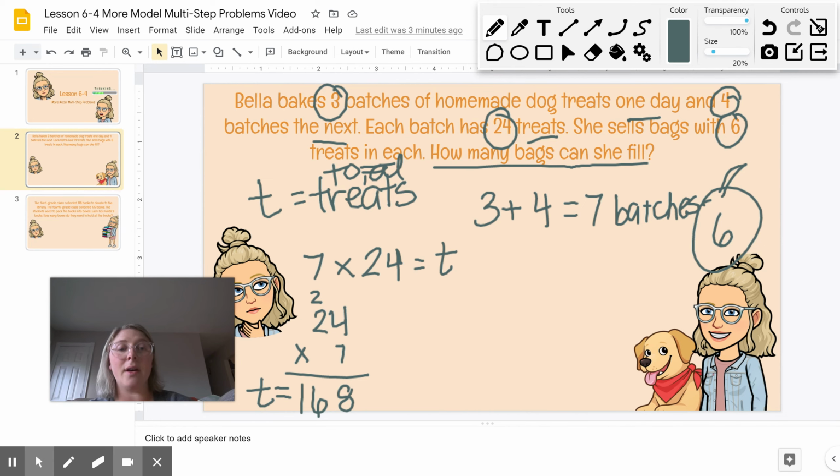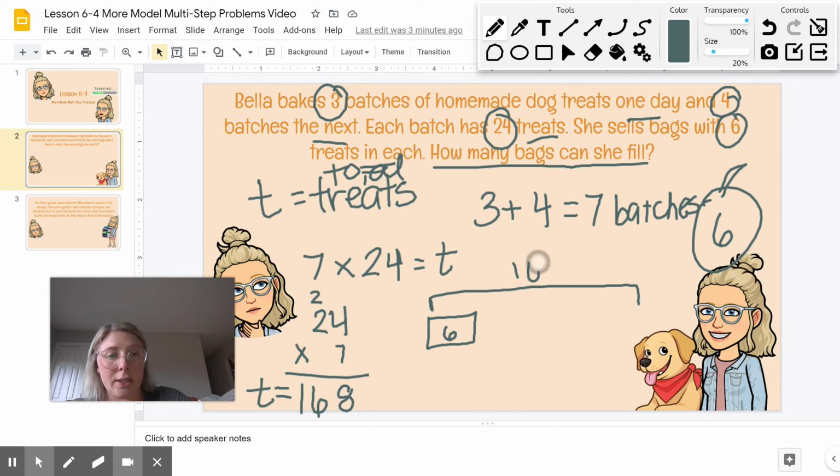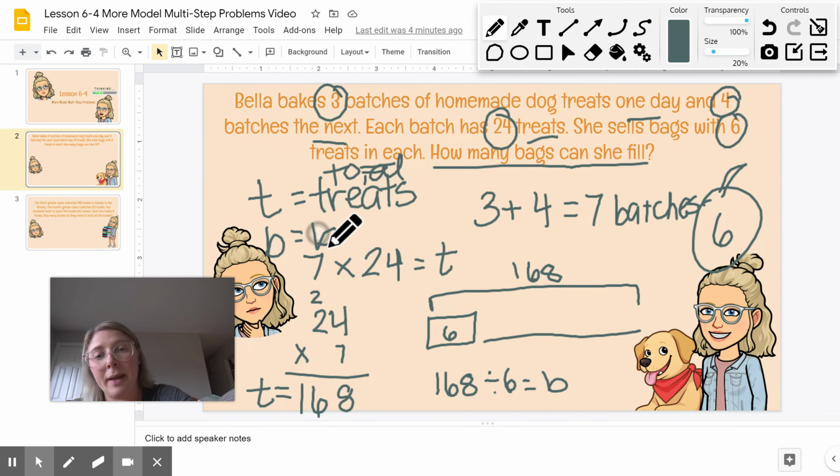Now we have a total number of treats. She has 168 treats, and in each bag, she puts 6 treats in it. So if I was drawing out pictures, 6 in one bag, and we have our total of 168. So we have to figure out how many are in the rest. So 168 total, dividing the treats up into 6 for each bag, will give us, let's say, B for bags. So B will equal the number of bags. Okay, so now we just have to do 168 divided by 6.